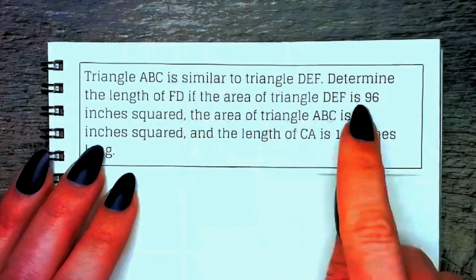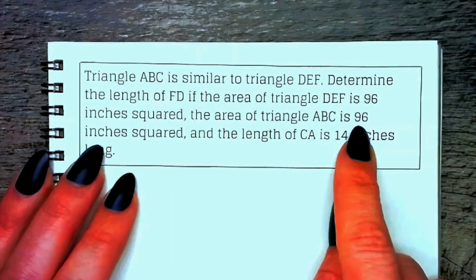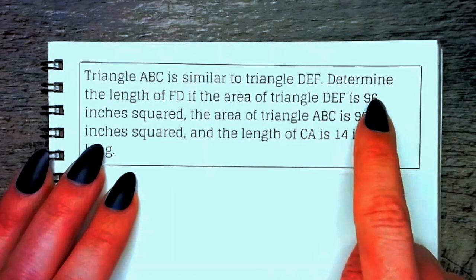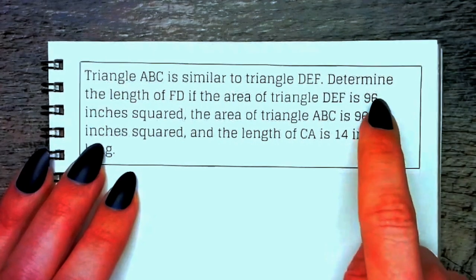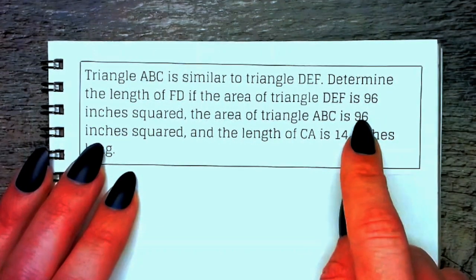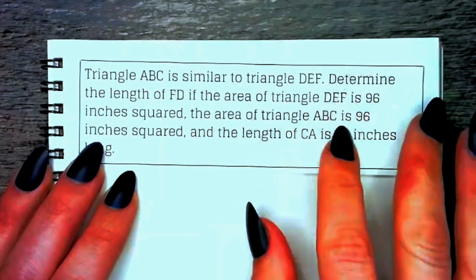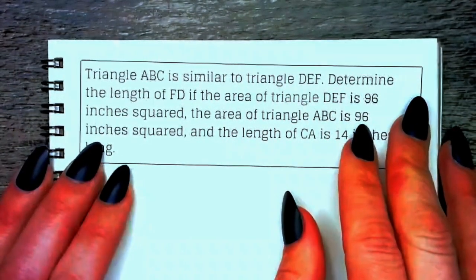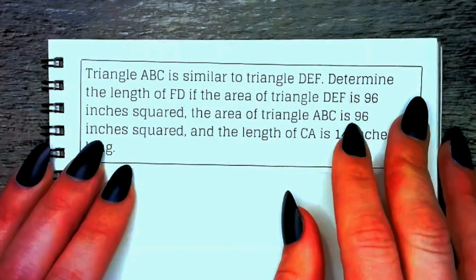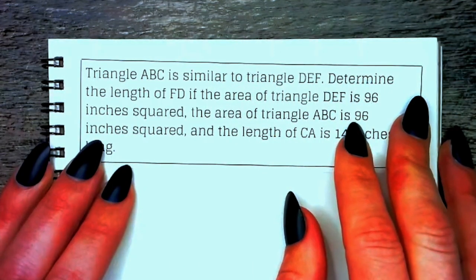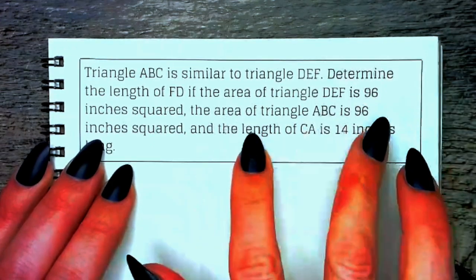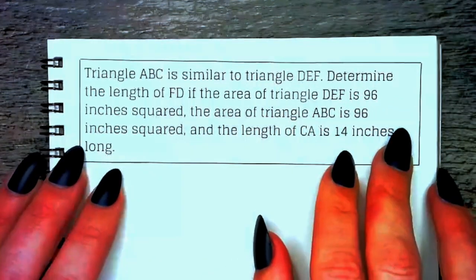Okay, not only are these triangles similar, but what else are these triangles? Similar means that there is a common ratio between them. But now we're seeing that they have the exact same area. So these triangles are not just similar, they're congruent. They're the same triangle. The length of CA is 14 inches long.